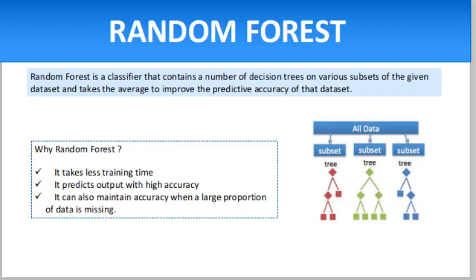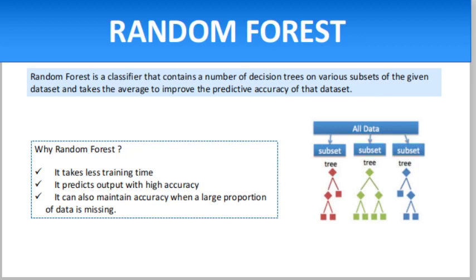Now if we talk about it in more detail, random forest is a classifier that contains a number of decision trees on various subsets of the given dataset and takes the average to improve the predictive accuracy of that dataset. Instead of relying on one decision tree, the random forest takes the prediction from each tree and, based on the majority votes of predictions, it predicts the final output. The greater number of trees in the forest leads to higher accuracy and prevents the problem of overfitting.